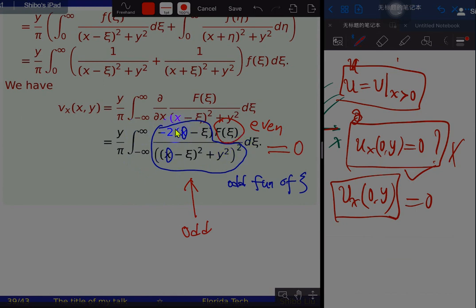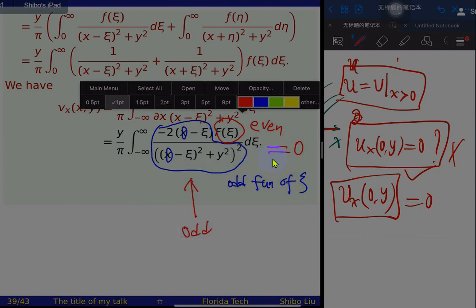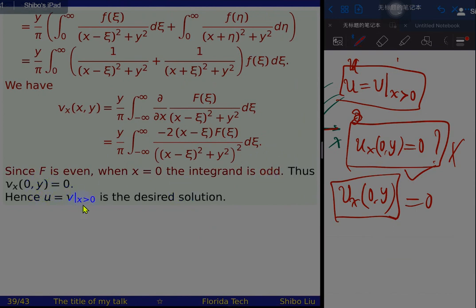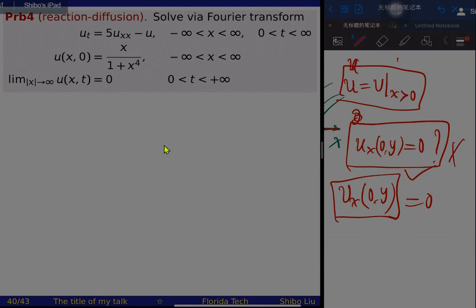The blue one is odd, the red one is even. Their multiplication is odd. Then the integral is 0. So this verified our conclusion. So v_x(0, y) is 0. Therefore, the restriction to positive x is a solution of our semi-infinite problem. This method we have applied in several examples in the lectures. Now let's go to the next problem.